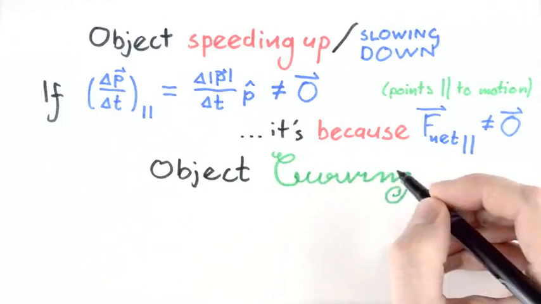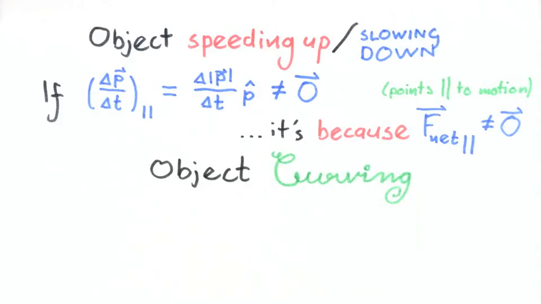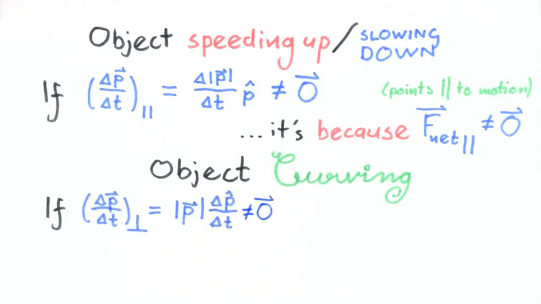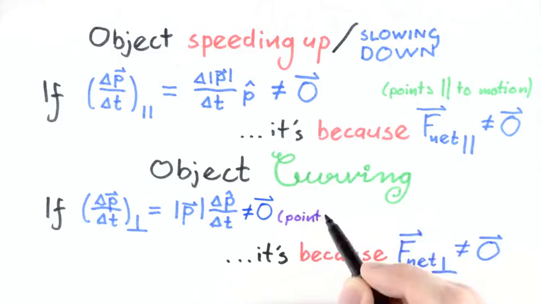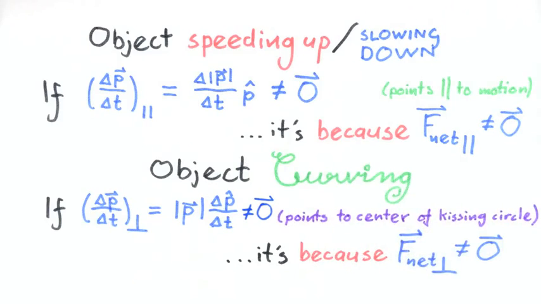Second, if we see the trajectory, the path of the particle's motion, is curving, then we know that delta P over delta T perpendicular is non-zero and points toward the center of the kissing circle. Again, this describes an effect. Newton's second law tells us that there must be a cause, a non-zero Fnet perpendicular pointing toward the center of the kissing circle, the same direction as delta P over delta T perpendicular, to cause this. If there is no curving of the path, there is no effect along the perpendicular direction, and therefore there is no cause. Fnet perpendicular must be zero.